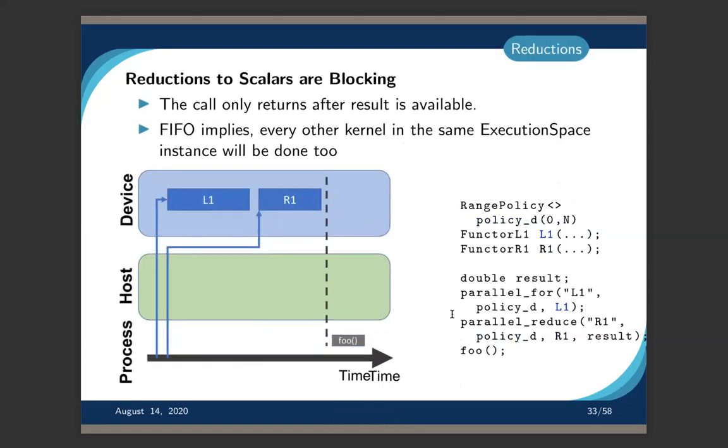Another thing which is blocking, and which is actually guaranteed to be blocking, is reductions to scalars. If the result of a reduction is a scalar value, like a double, an int, or whatever, the call to parallel reduce only returns after the result is available to the host thread. Which means if you dispatch a parallel for and then a parallel reduce and then just call foo, which may need to use the result, that is legal, and that is correct. It also means that L1 obviously is going to be done, because a FIFO implies that L1 is going to be done before R1 executes. So this is blocking.